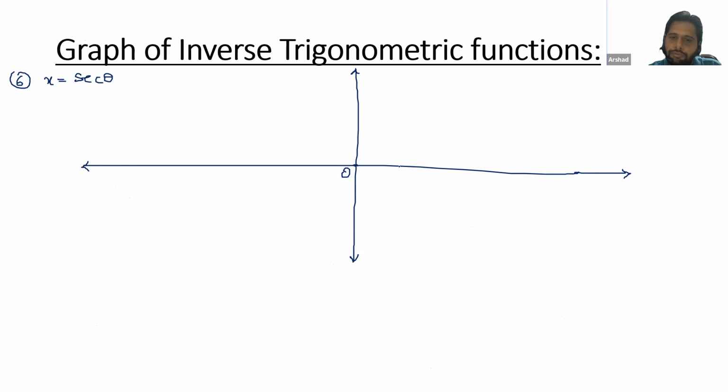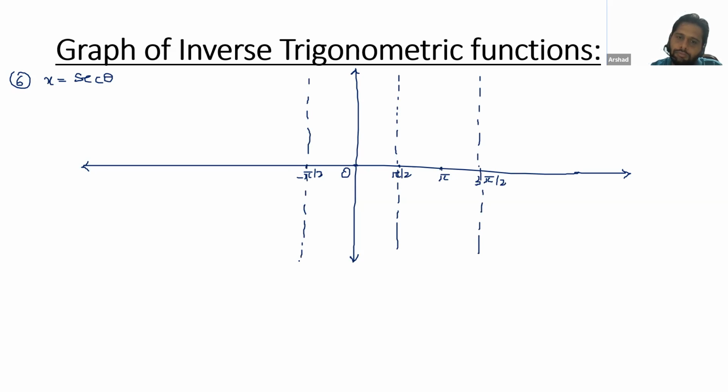Here you have a 0. Then here you have a pi by 2, so draw this with the dotted line. Then here you have a pi. Then here you have a 3 pi by 2. Okay, draw dotted here. Here you have a minus pi by 2. Draw dotted here. Here you have a minus pi. Here you have a minus 3 pi by 2.